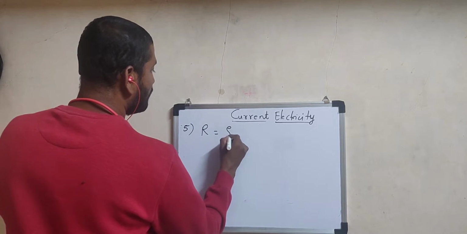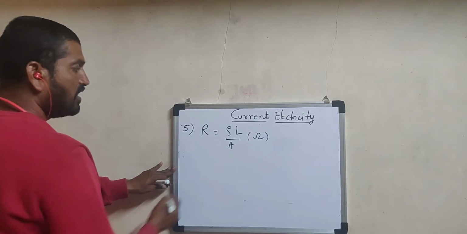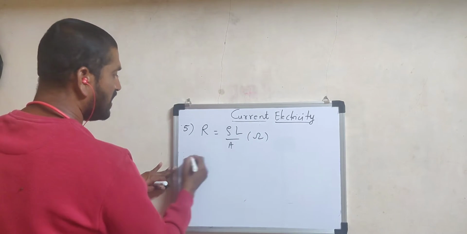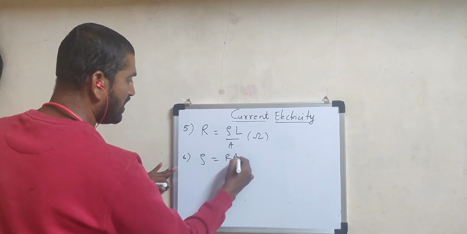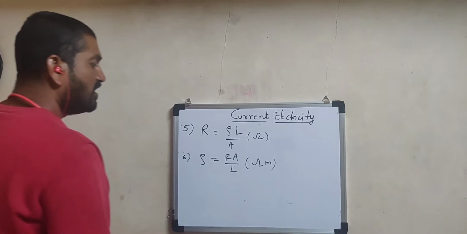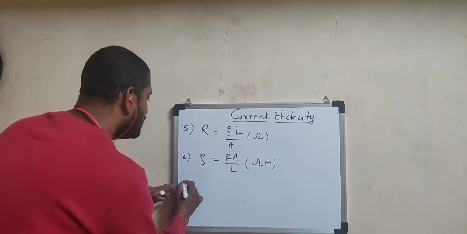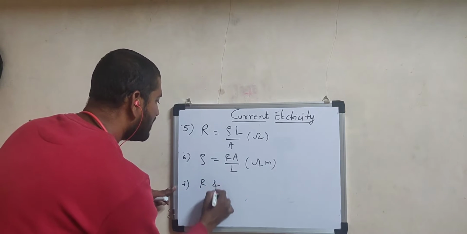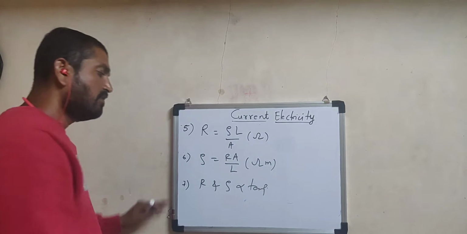Resistance is given by the formula rho L upon A. SI unit is ohm. Here rho is the resistivity, and just rearranging the terms, we can write the formula as RA upon L. Here the SI unit is ohm meter. Now resistivity and resistance are both temperature dependent, meaning resistance and specific resistance are both said to be directly proportional to temperature.